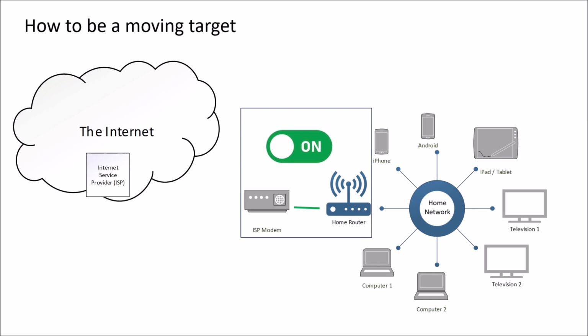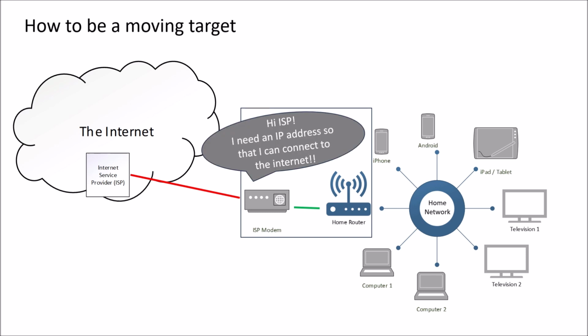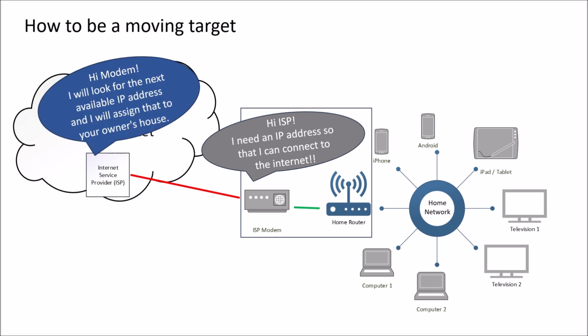When you turn it on again, it reestablishes a connection, and what the ISP service provider will do is say, oh, I see you're looking for an IP address to connect to the internet. It'll look through all the available IP addresses in its listing, and then it will assign you one. It says, hey, I found you one.